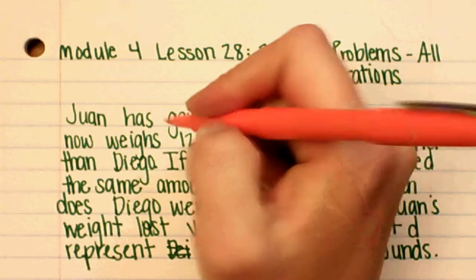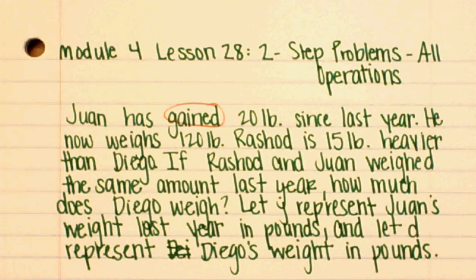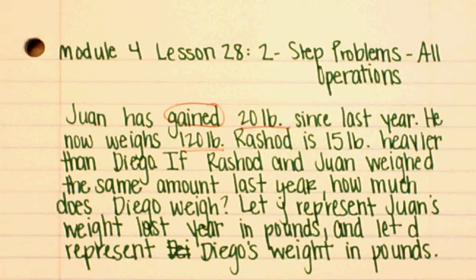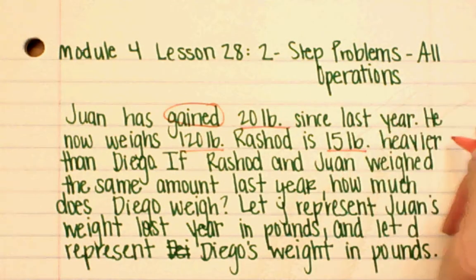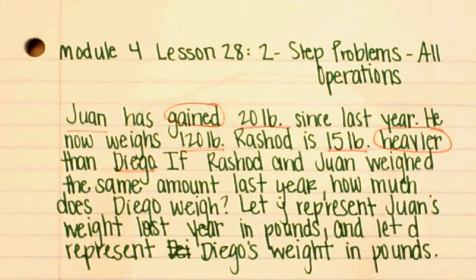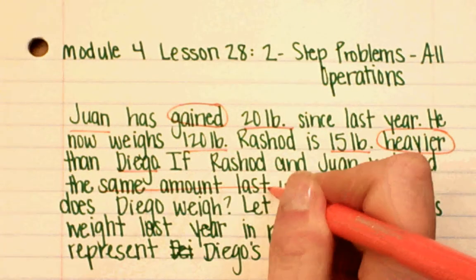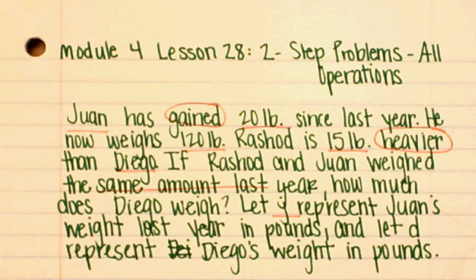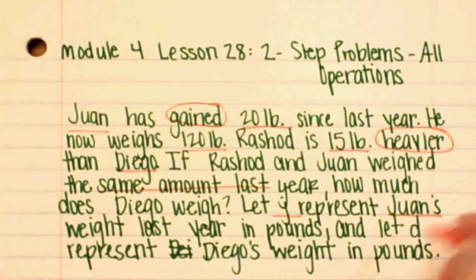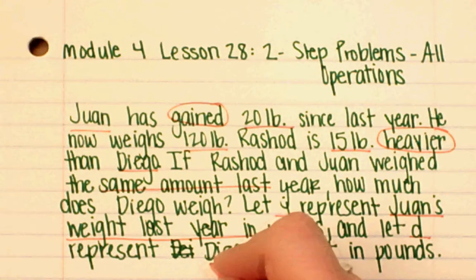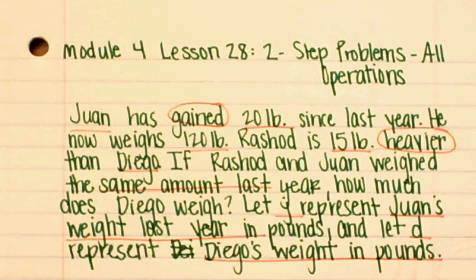Juan has gained 20 pounds since last year. He now weighs 120 pounds. Rashad is 15 pounds heavier than Diego. If Rashad and Juan weighed the same amount last year, how much does Diego weigh? Let J represent Juan's weight last year, and D represent Diego's weight in pounds.